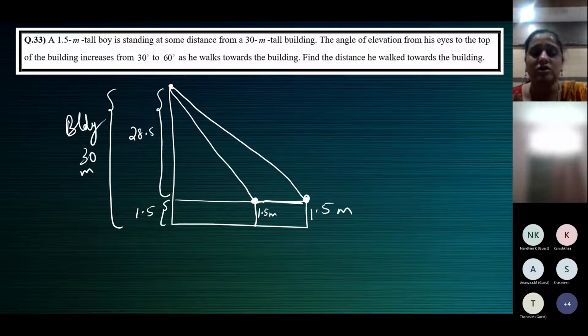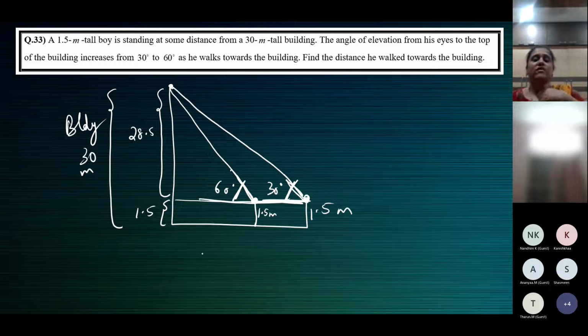So this is the horizontal. This is the horizontal. This is the line of sight. This is the angle of elevation. Again, this is the horizontal, this is the line of sight, this is the angle of elevation. It was first 30 degrees. Now it is 60 degrees. Find the distance he walked towards the building. So you need to find this distance, the distance he walked towards the building.